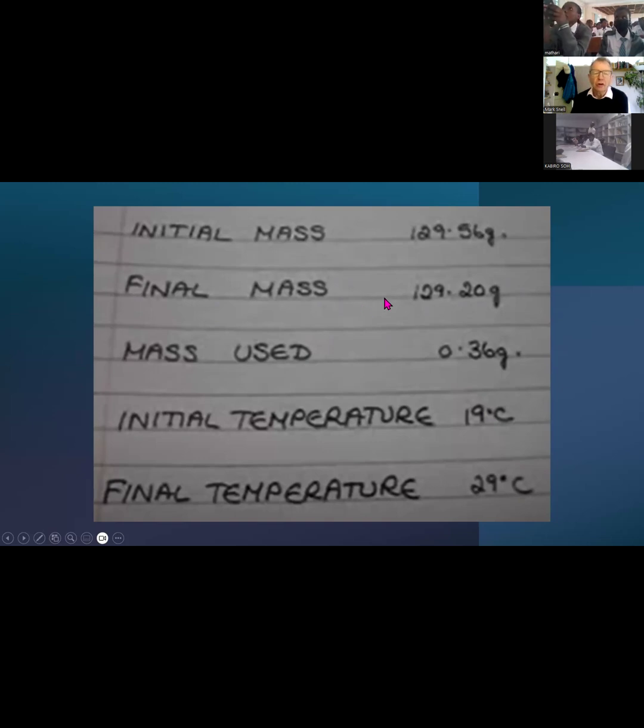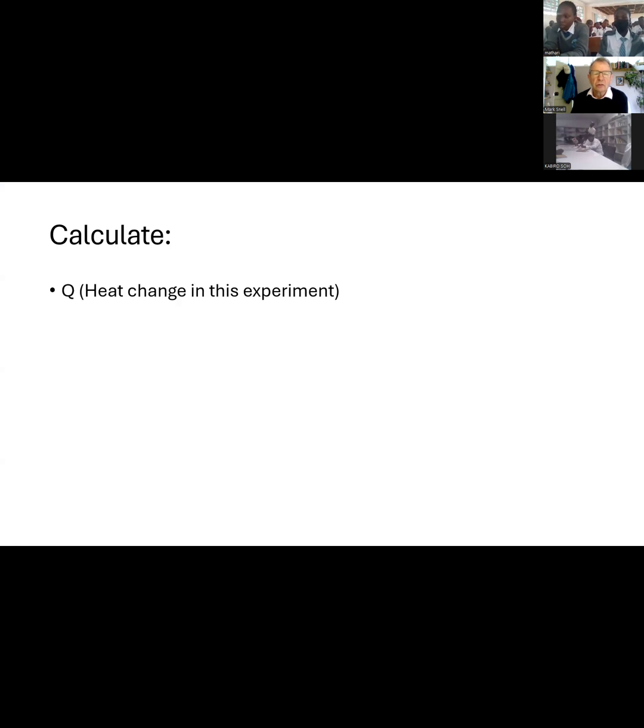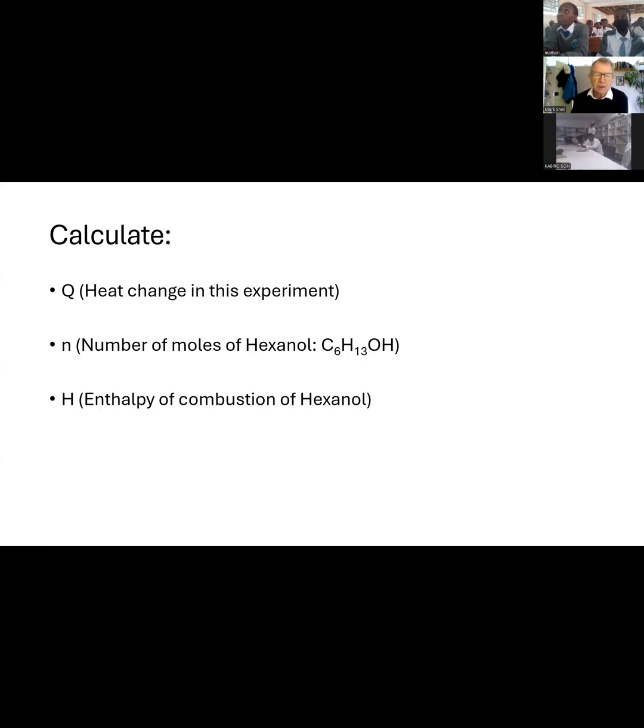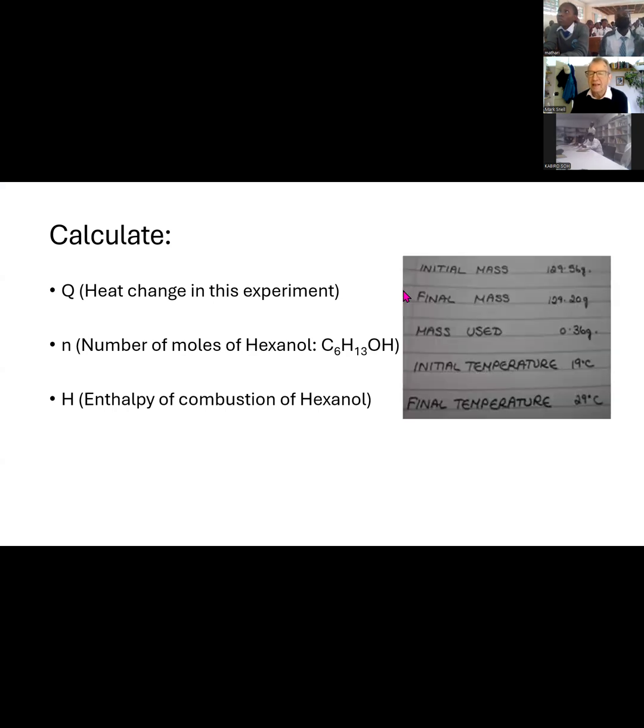So all I want you to do is to work out Q, the number of moles of hexanol, and the delta H. I'm going to show you the data which you need. I'm going to add to that hexanol, the RAMs: carbon is 12, hydrogen is 1, and oxygen is 16. And C is 4.2 joules per gram per degree Celsius or Kelvin.